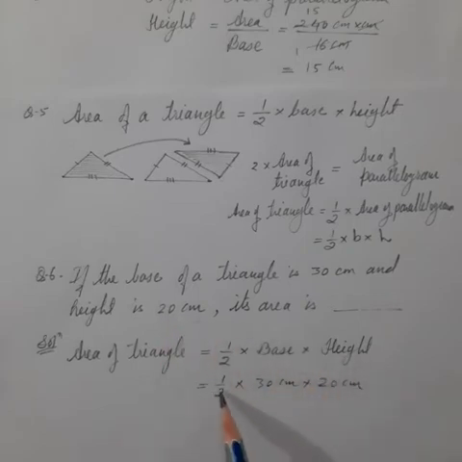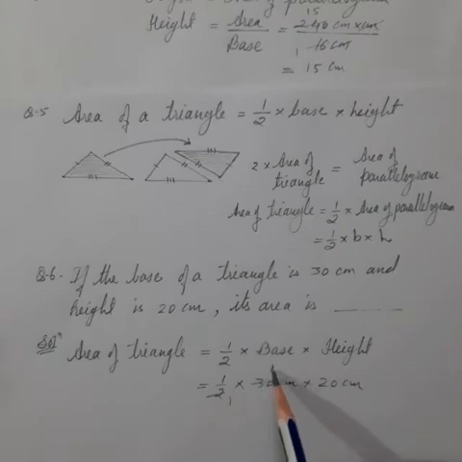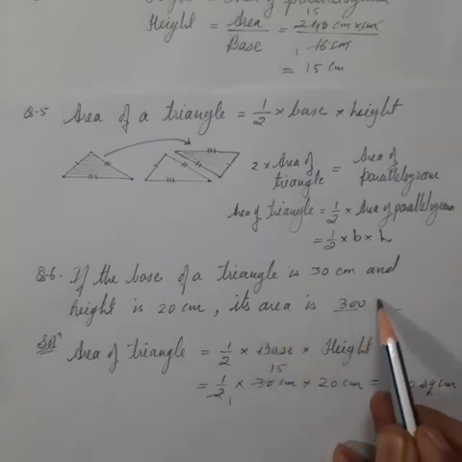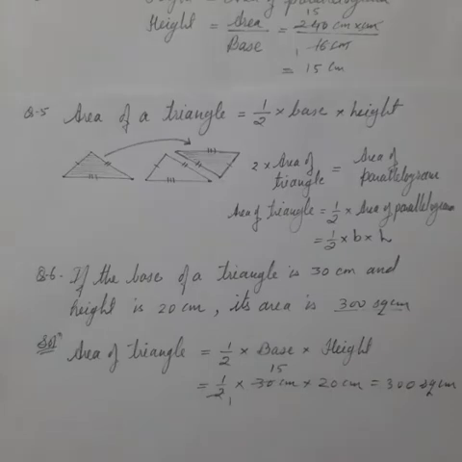Simplify this. 2 ones are 2, 2 15s are 30 and 15 2s are 30 and one more 0. Centimeter into centimeter is square centimeter. Unit of area is always square unit. So the area of the triangle is 300 square centimeter.